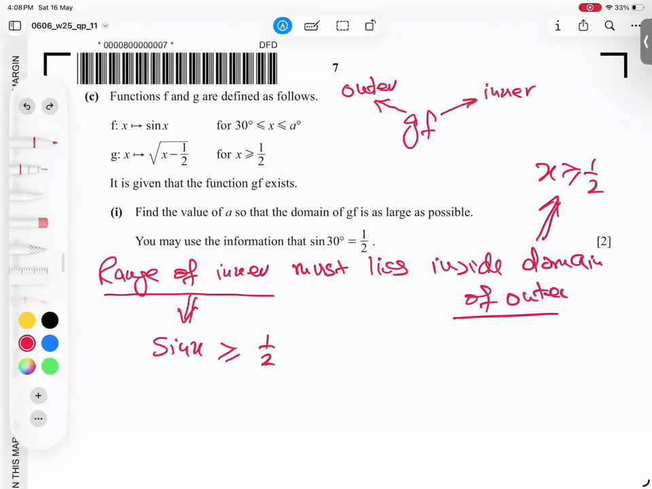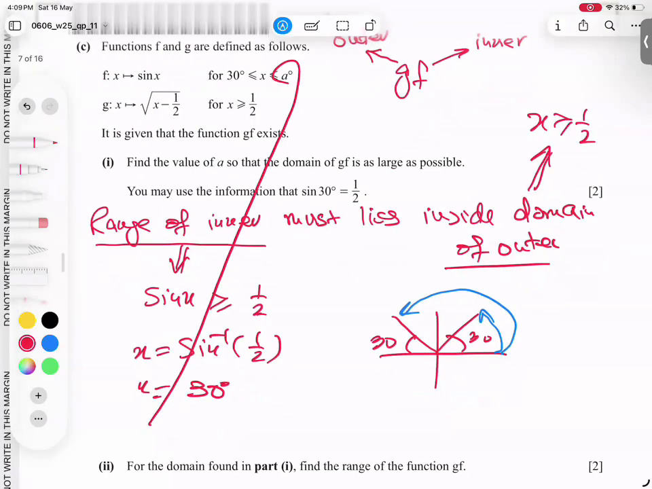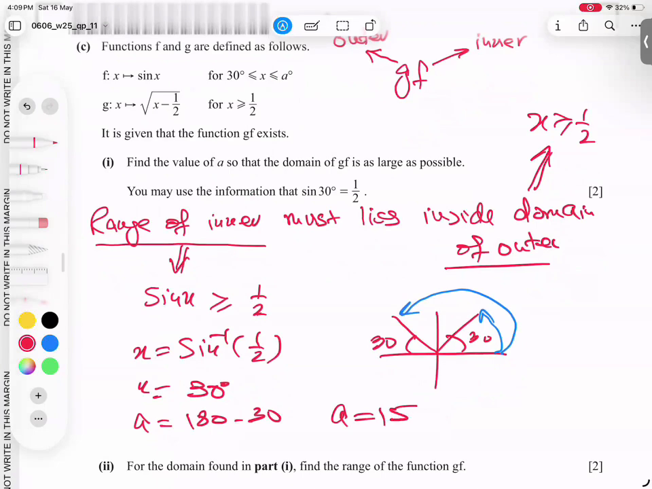So first of all, sine is half, and sine is positive here and here. So x is equal to sine inverse of half. We get 30 degrees. It means this is 30 degrees, and this is also 30 degrees. So my first answer is this. My second answer is this, which is 180 minus 30. So A is 180 minus 30, so we can say A is 150. Alhamdulillah. I hope the point is clear. It means basically it lies in this region.